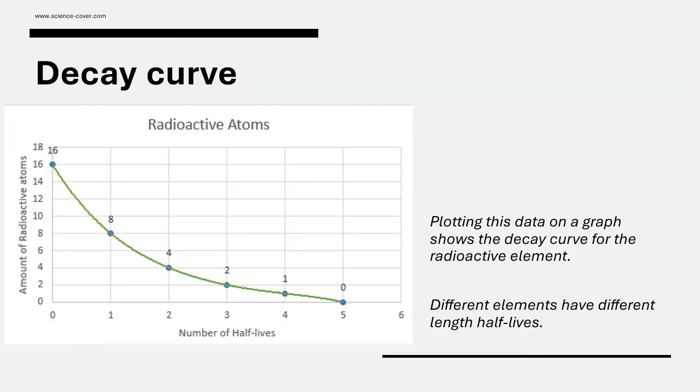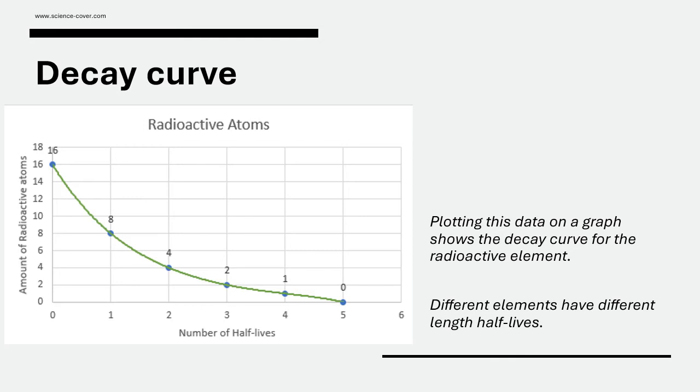We can represent this kind of decay on a graph. So here you can see the number of half-lives plotted on the x-axis and the amount of radioactive atoms plotted on the y-axis. So we're starting with 16 radioactive atoms, and after 1 half-life we know we've dropped to 8. After 2 half-lives we've dropped to 4, after 3 half-lives to 2, and after 4 half-lives we've dropped to 1 radioactive atom.